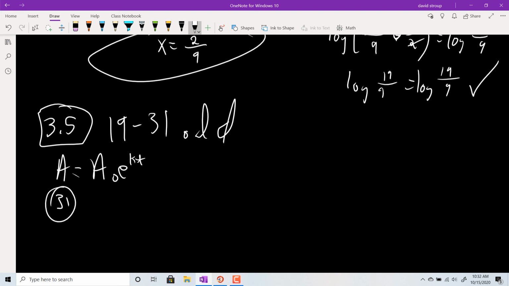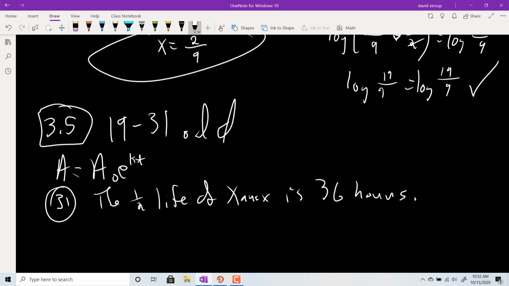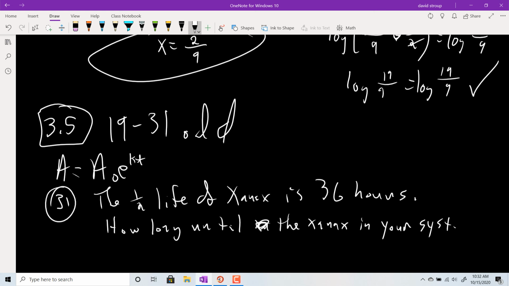This is problem 31. So they're telling you the half-life of Xanax. The half-life of Xanax is 36 hours. Okay. How long until the Xanax in your system, so I suppose you took a pill or something, decays to 90% of the original dose.